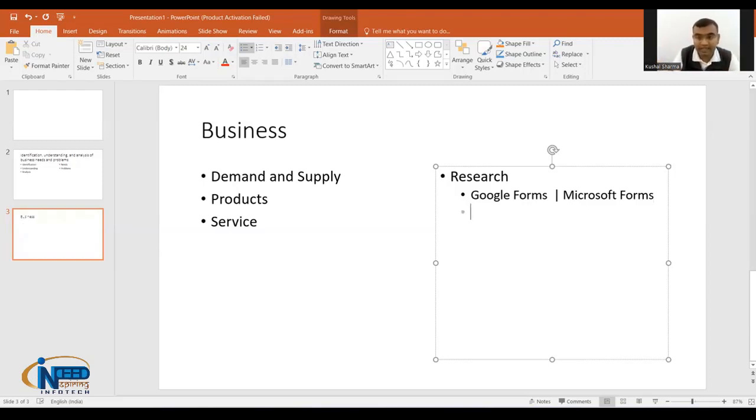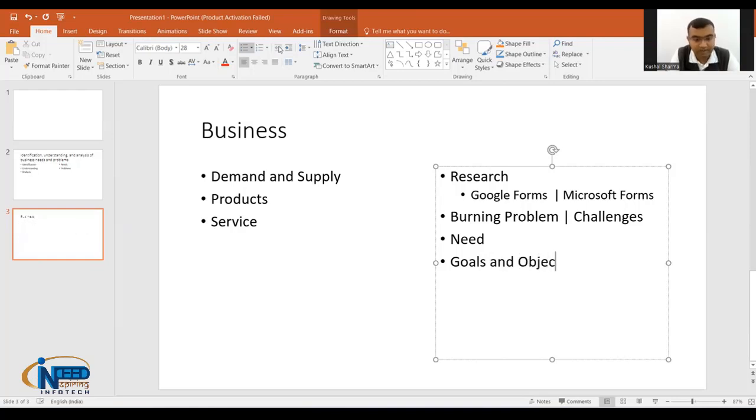So what exactly needs to be done? The first thing we need to understand is there would be some problem. Normally we call it a burning problem, and that needs to be identified. What next? There could be problems, or you can say challenges, or there could be some need. Sometimes there are goals and objectives as well. So, let me give you one short example.